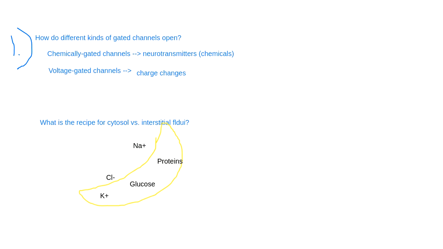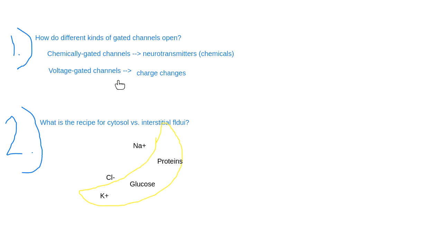Okay, second thing we need to know to understand what's going on with this graph is this recipe. What do we have a lot of on the inside? In particular, we're caring about potassium right now. What do we have a lot of on the outside? Sodium in particular is what we're caring about right now.